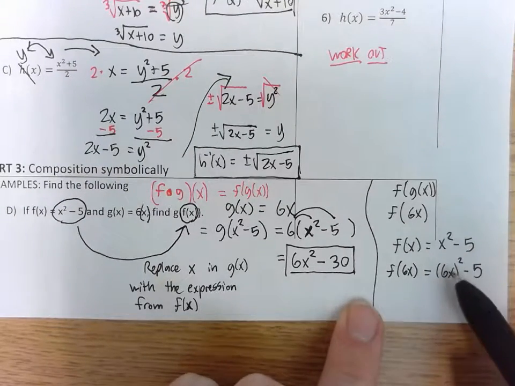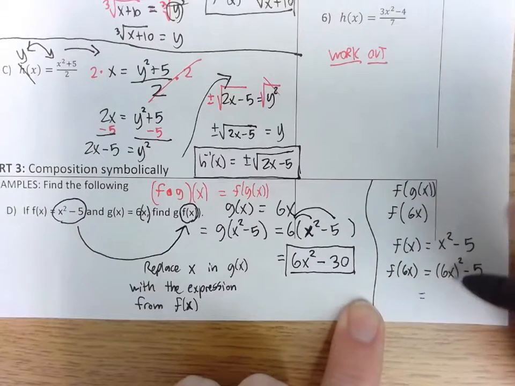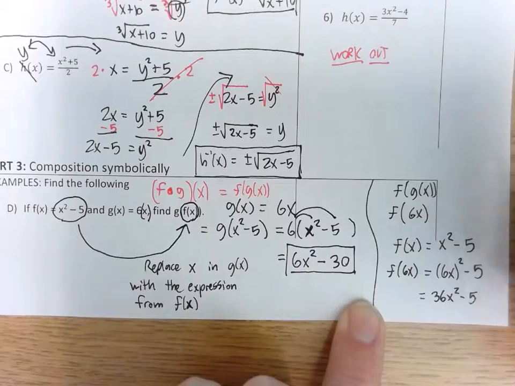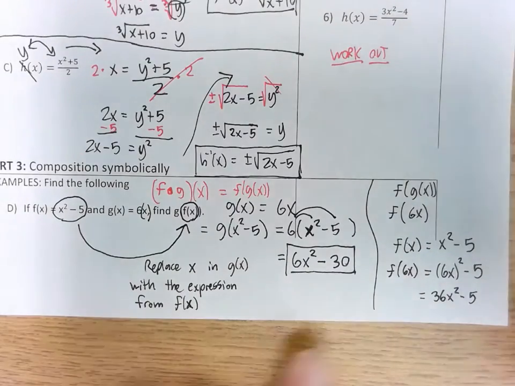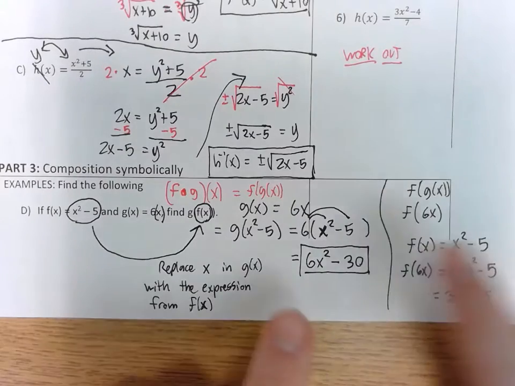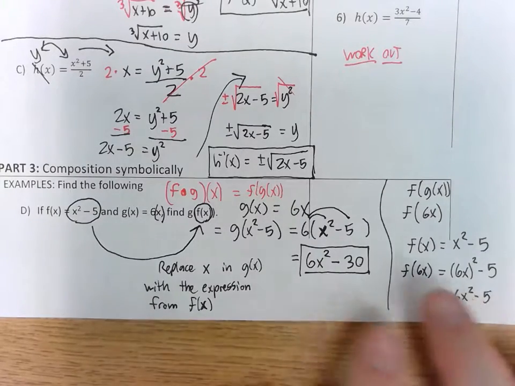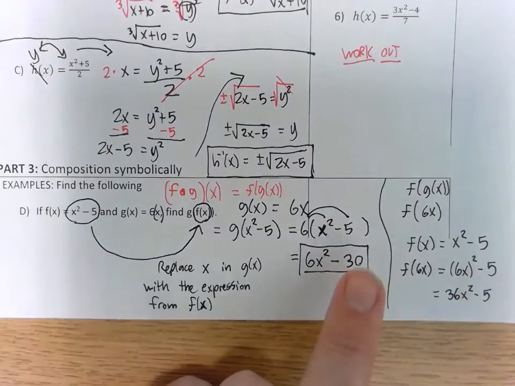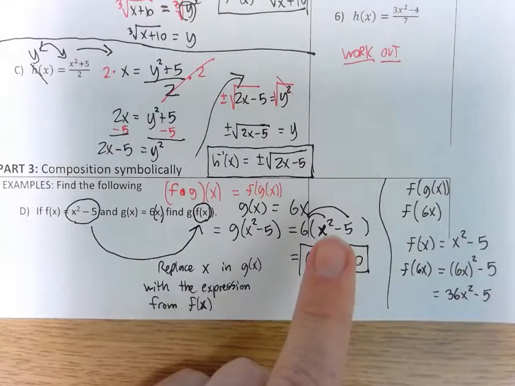And since the 6 and the x are both in the parentheses, we square them both. And so that's going to be 36, 6 squared is 36, x squared minus 5. So that's not officially the answer to part D, but you can see that when you do them the opposite way, they're not going to give you the same answer. If they did give you the same answer, well, then we'll talk about what that means in a little bit.